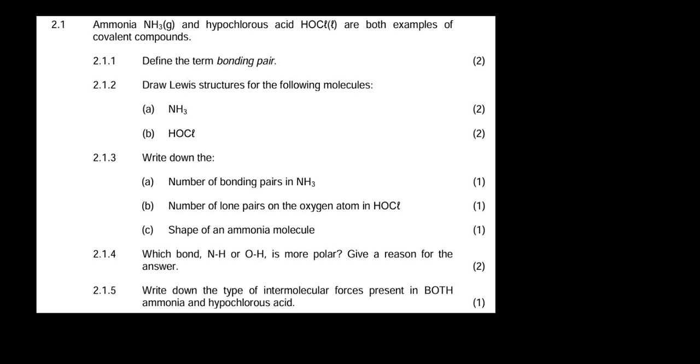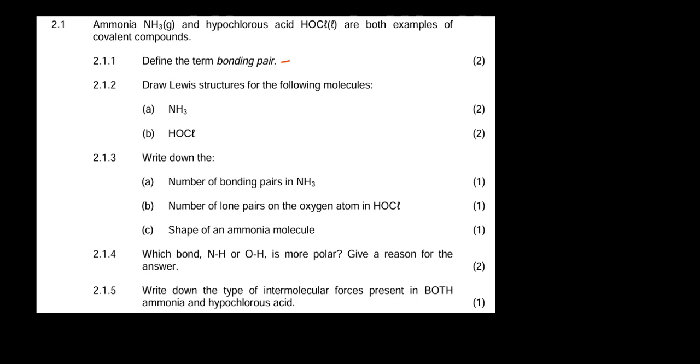So a bonding pair, right? A bonding pair is a pair of electrons that are shared between two atoms, or between atoms, in a covalent bond.